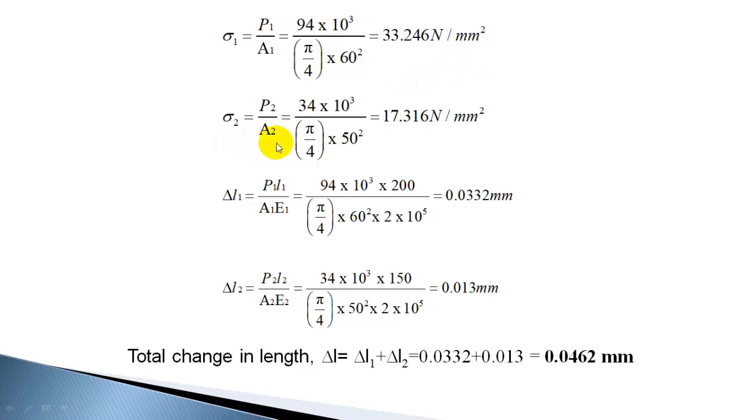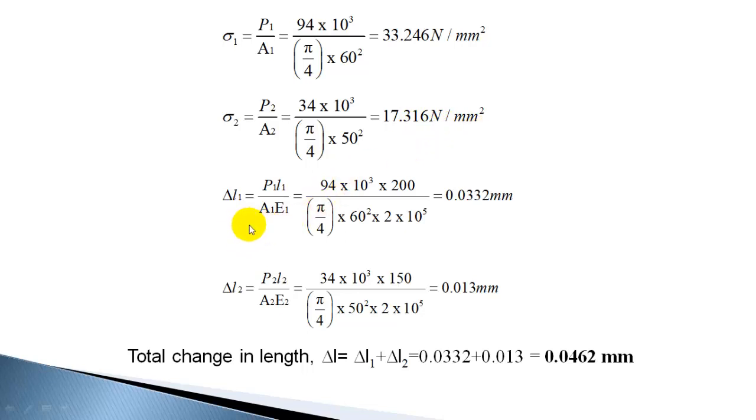Similarly, the stress in the second section is P2 divided by A2. So the internal force in that section P2 is 34 kilonewton, 34 into 10 raised to 3 newton, conversion from kilonewton to newton. And the area, since the diameter is 50 mm, pi by 4 into 50 square, which will give the stress as 17.316 Newton per mm square.